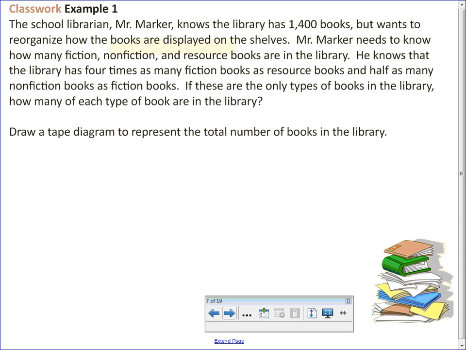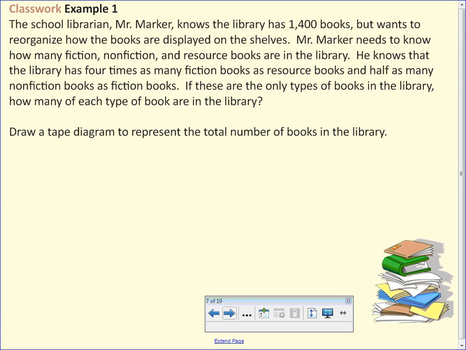All right. The school librarian, Mr. Marker, knows the library has 1,400 books, but wants to reorganize how the books are displayed on the shelves. Mr. Marker needs to know how many fiction, nonfiction, and resource books are in the library. He knows that the library has 4 times as many fiction books as resource books, and half as many nonfiction books as fiction books. If these are the only types of books in the library, how many of each type of book are in the library?